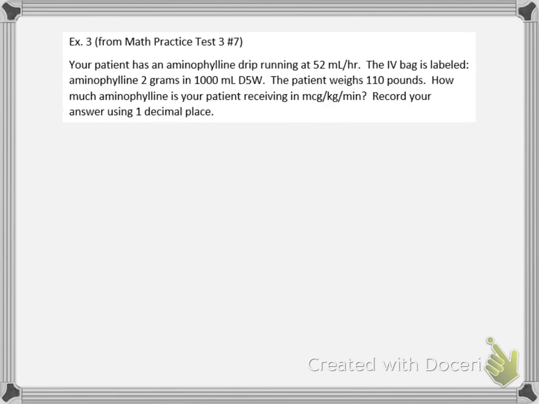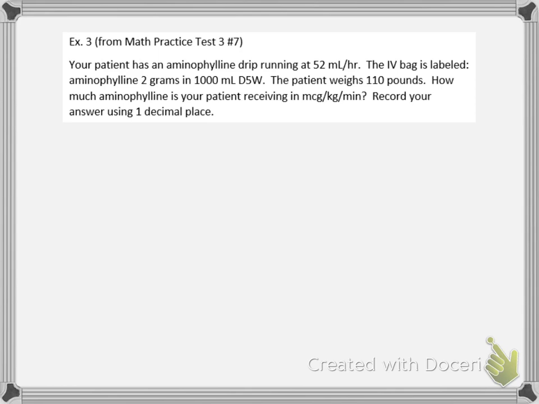Okay, let's look at another example. This one is from the same math packet, but it's number 7 in the math packet. Your patient has an Enophilin drip running at 52 mLs per hour. The IV bag is labeled Enophilin 2 milligrams in 1,000 mLs D5W. The patient weighs 110 pounds. How much Enophilin is your patient receiving in mcgs per kg per minute? Record your answer using 1 decimal place.